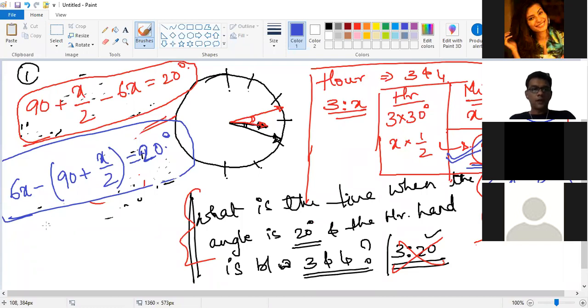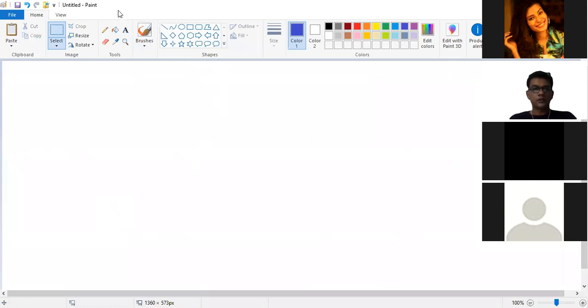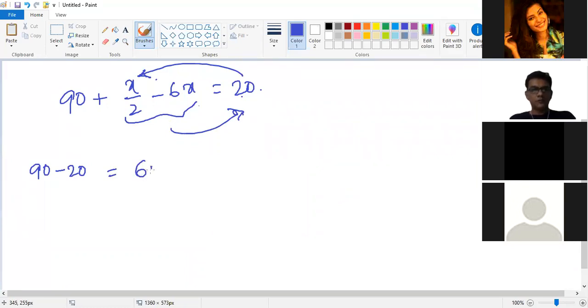In both of them, I will get an x value which is talking about the minutes. Please remember this value. I'm going to take a new sheet. So basically I'm saying 90 plus x by 2 minus 6x is equal to 20. Let's solve this. Because 20 is smaller than 90, I will take this one to the right hand side and I will take this one to the left hand side. So what will I have? 90 minus 20 is equal to, when I take this to the right hand side, minus 6x will become plus, and x by 2 will become minus x by 2.